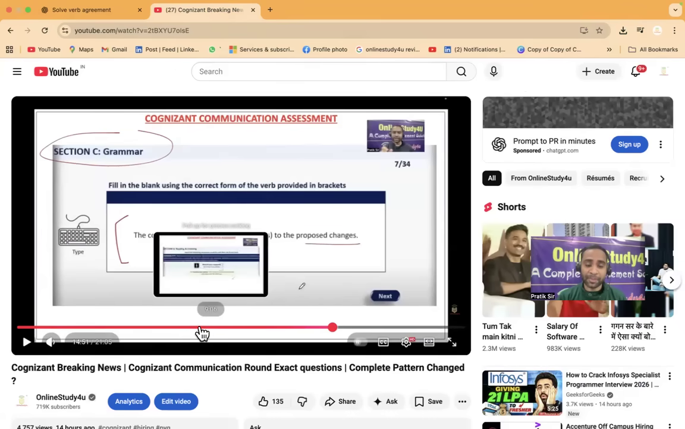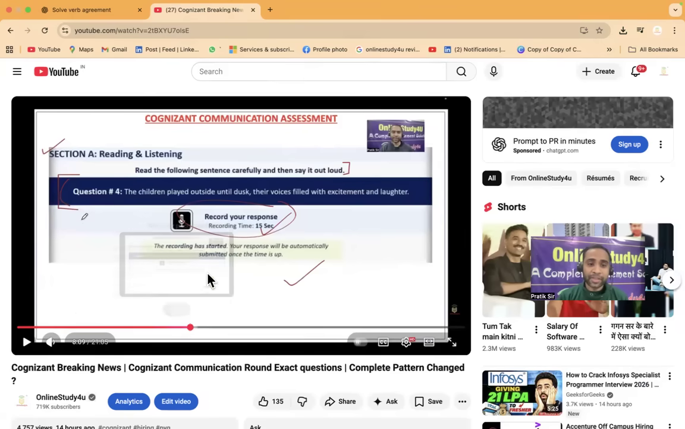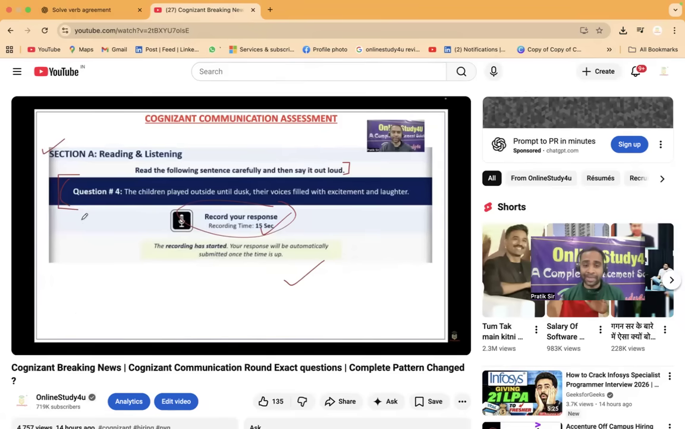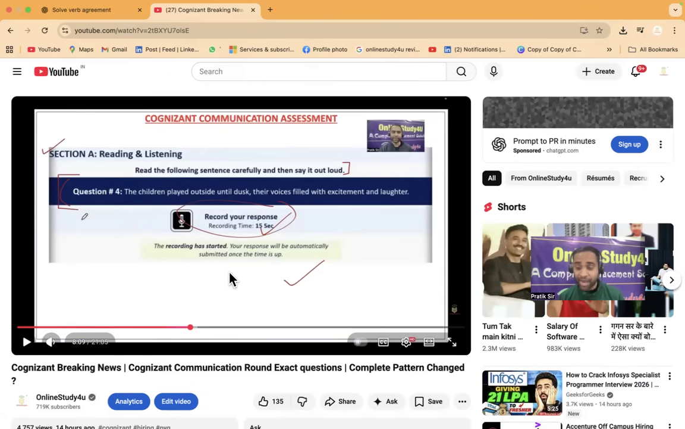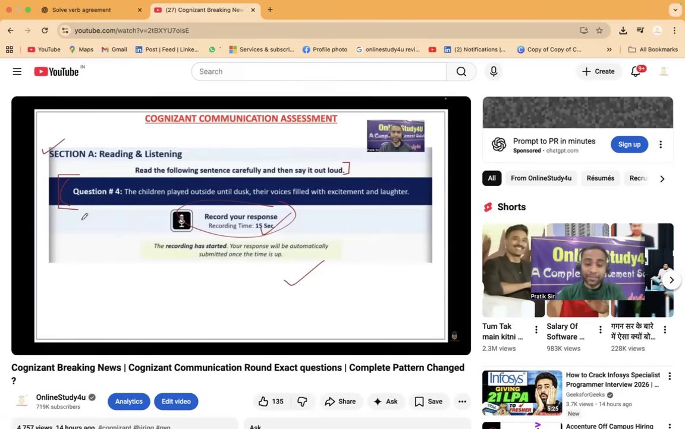I know there are many people who will go and say, see, the read the following sentences, they will put it on ChatGPT, please read. But how will ChatGPT read? ChatGPT will read, it will not be loud. This you have to do yourself. Okay, the children played outside until dusk, so here the reading and this thing, you have to do. So ChatGPT also you have to use smartly. Now you go, don't give the input.